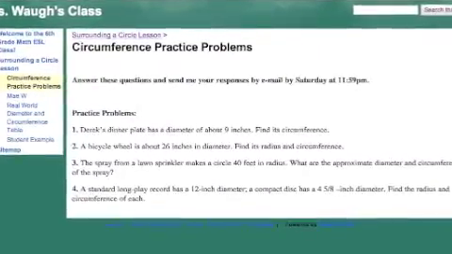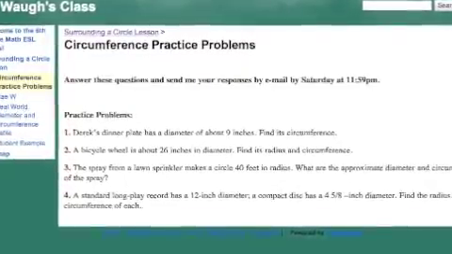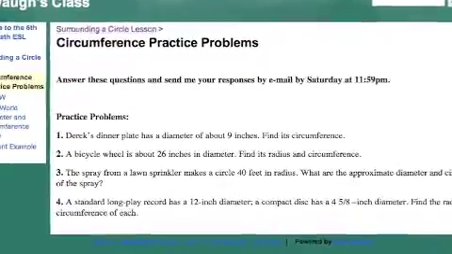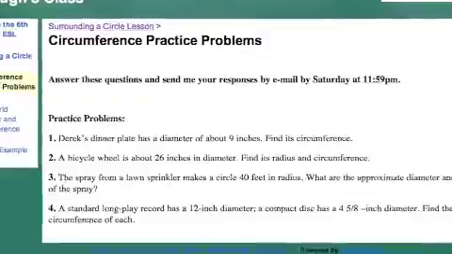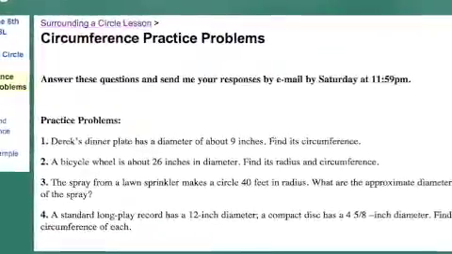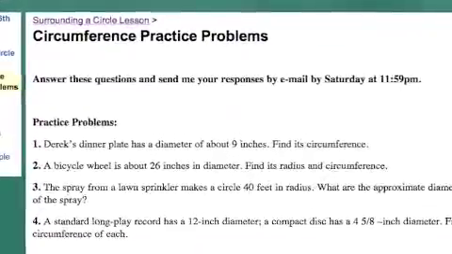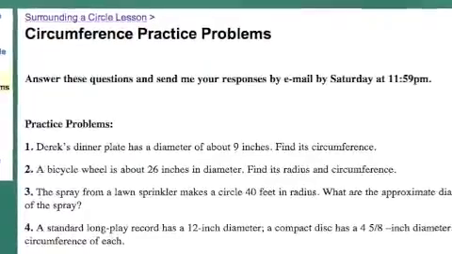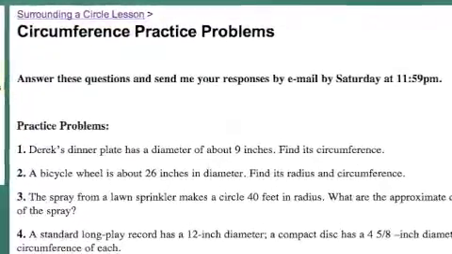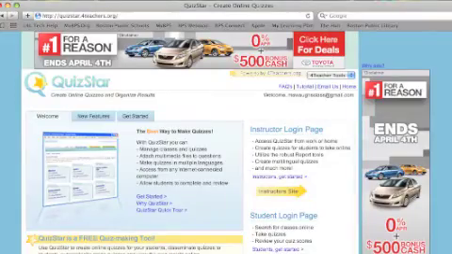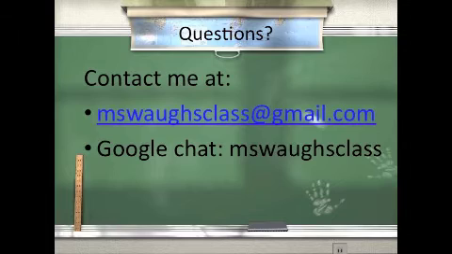Please use this formula, your real-world investigations, and your online web activity to complete the practice problems that I've posted on the Google site. Please email me your responses. Don't post them to the site. Make sure you complete your online quiz by Sunday at 11:59 p.m. And as always, contact me if you have any questions via my email or Google Chat.